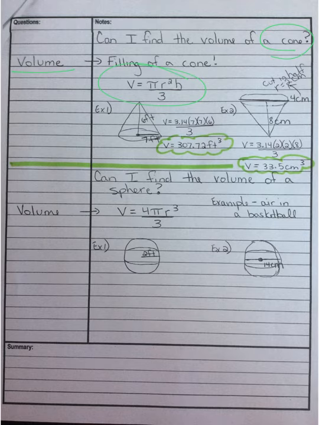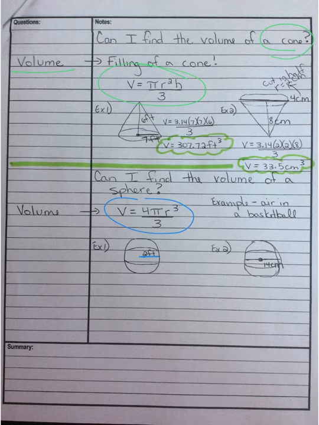So our formula is right here in the middle, where we're going to have 4 times pi times our radius cubed divided by 3. So again, we're still dealing with a radius. And a radius is going to be the distance from the center of the circle to the edge. So we need to make sure that we always are looking to see if we have a radius or not.